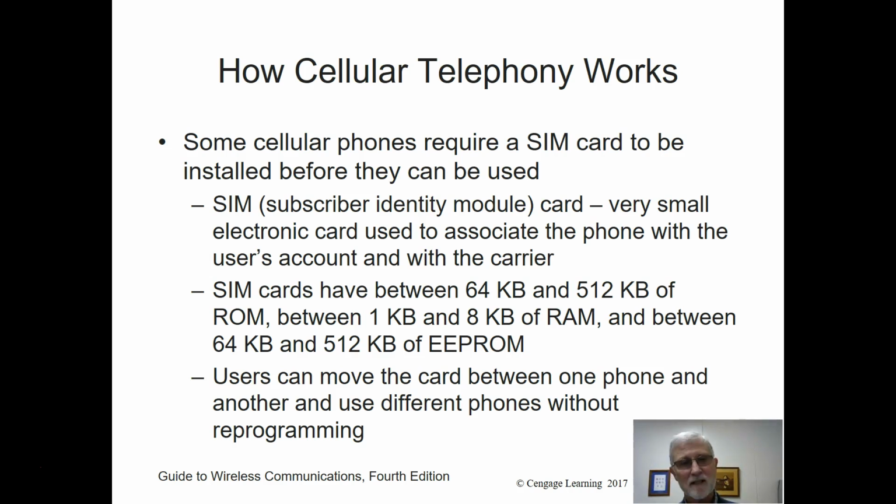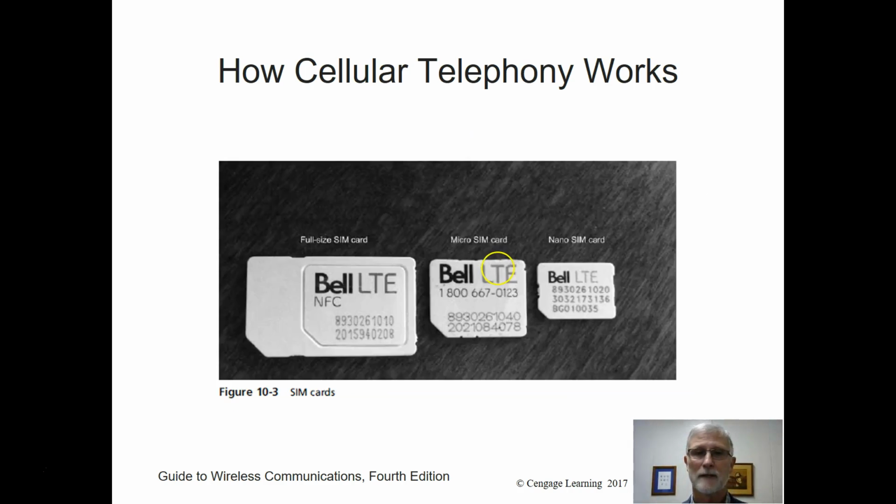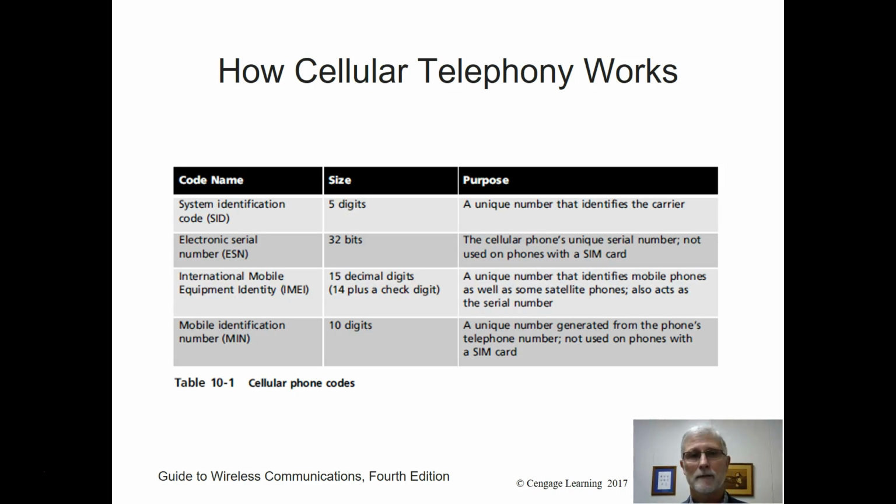They range in size, how much memory they contain, what information's contained on them, and whether you can move the card between one phone and another without reprogramming the phones. A couple of different types, and different identification numbers that are included in it, ranging from a system identifier, which identifies the carrier, to an electronic serial number, which says it's my cell phone's unique serial number.